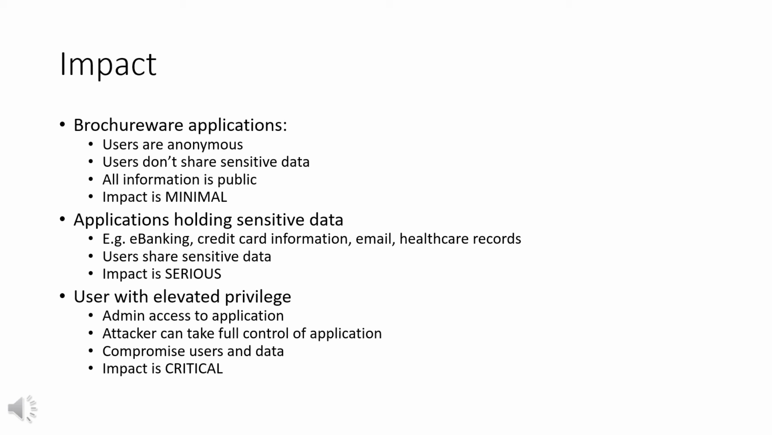Now, the third type of impact is where users have elevated privileges, whenever an application being used by an admin privileged user is compromised. In this case, attackers can take full control of the application, and then they can compromise the users as well as the data. And in cases where root or elevated privileges are concerned, impact is very critical.